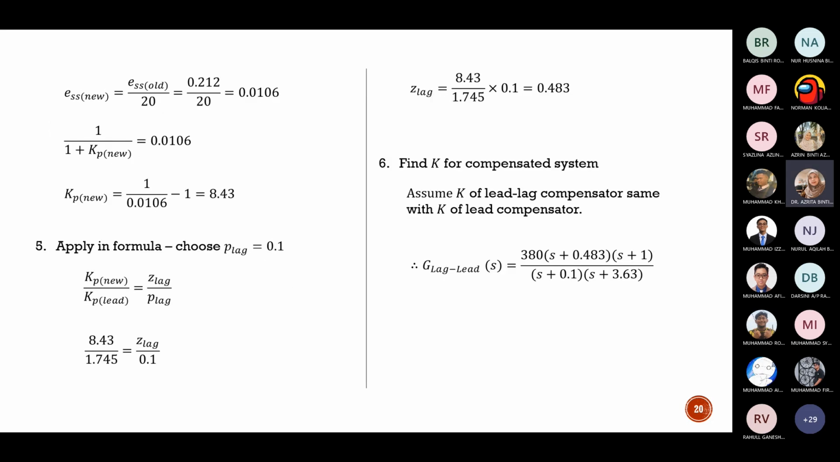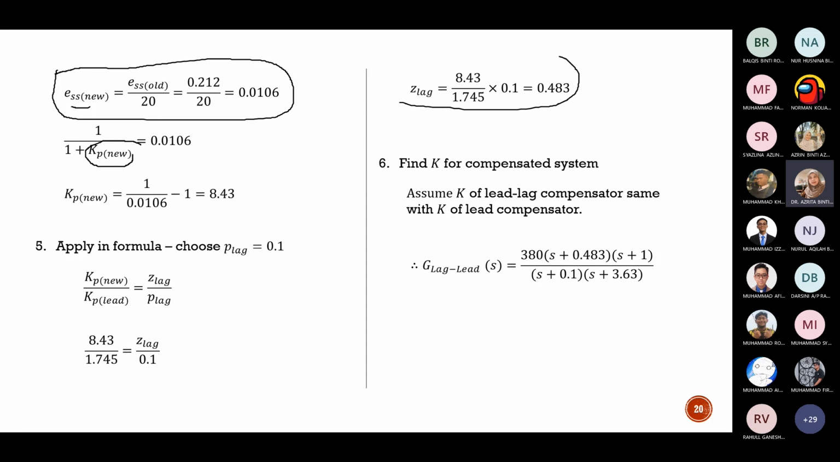So from the value of ESS old based on our design requirement, we can evaluate the ESS new. And then using the formula, we can evaluate the KP new. Then apply again this formula, KP new over KP lead equal to Z lead over P lead, so we can obtain the Z lead.